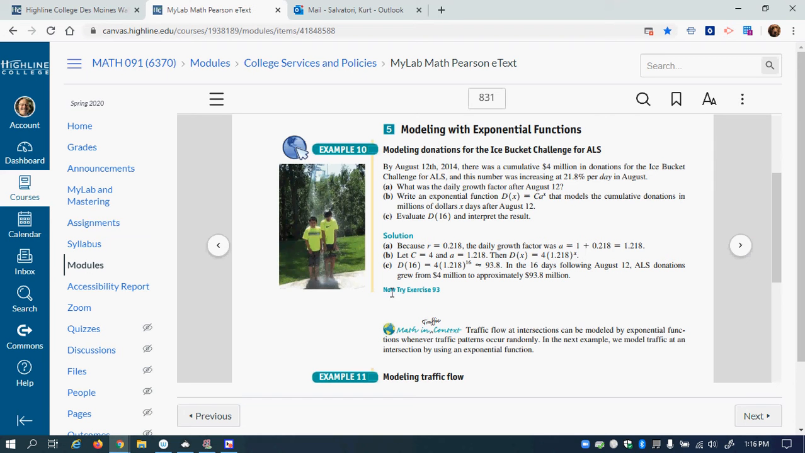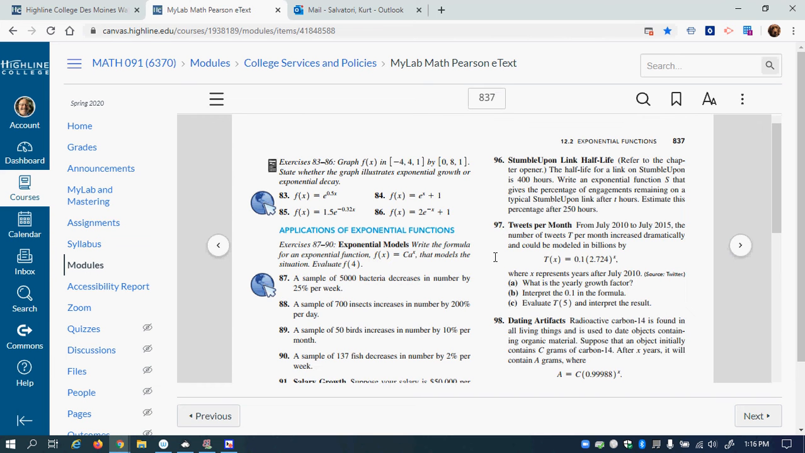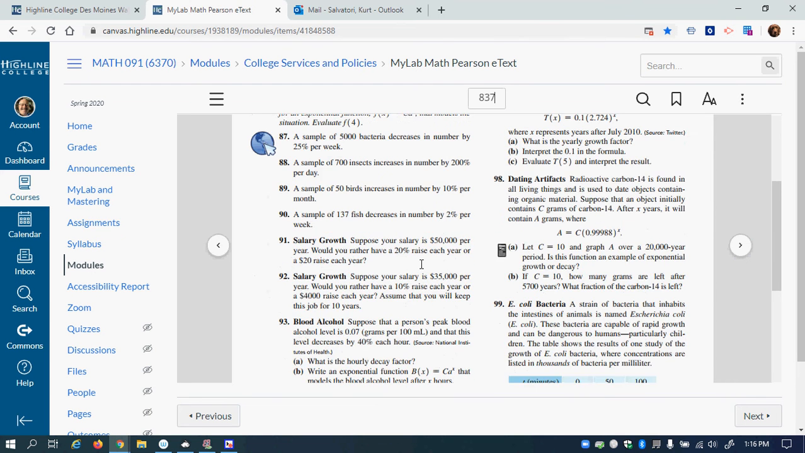So let's try another problem. Let's go to the back and go to problem 93. And that problem is on page 837. So let's go to 837. And we're looking at number 93. Okay, so 93. So let's go down to 93.